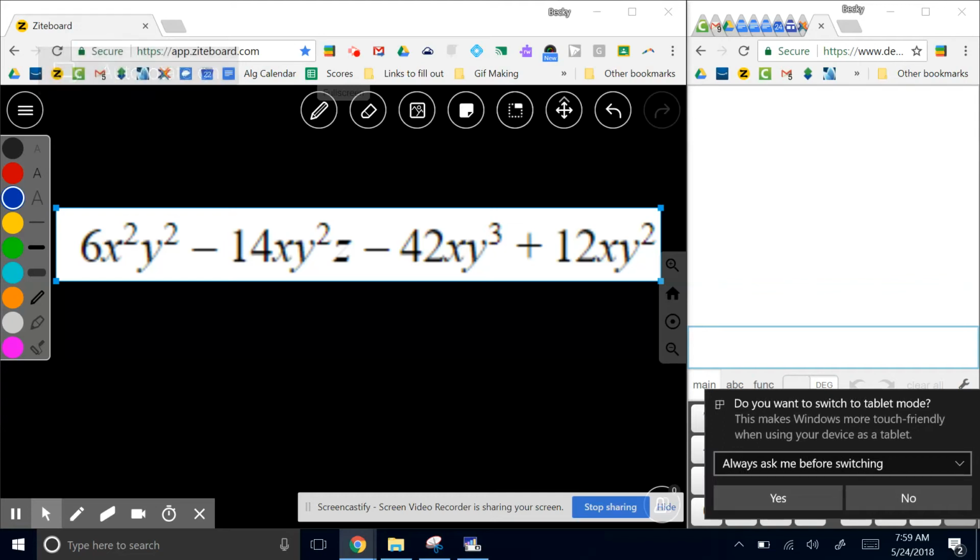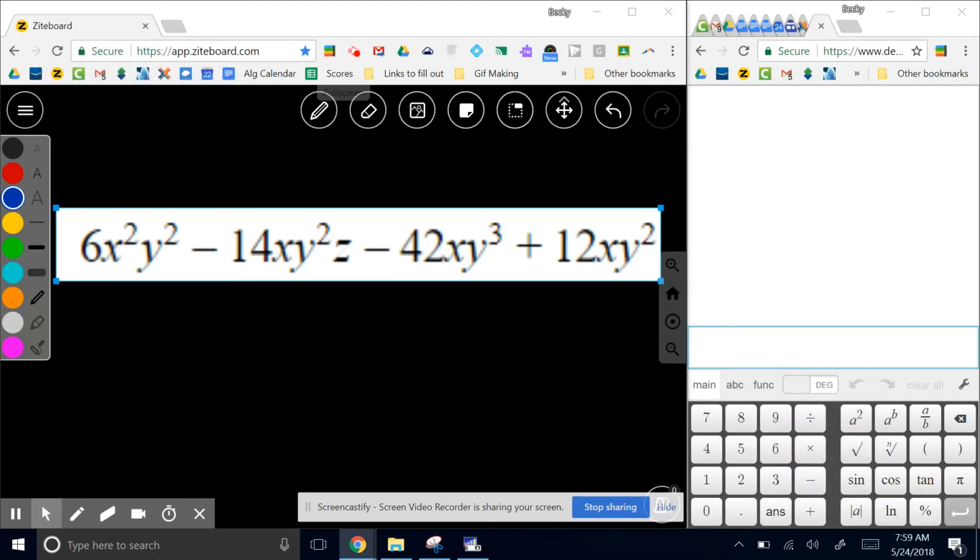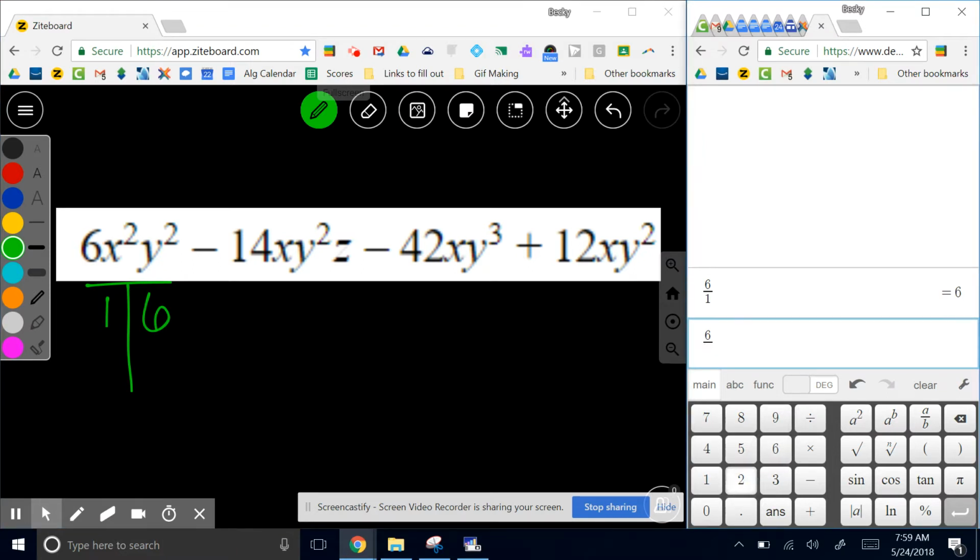So for this problem, we are going to factor 6x squared y squared minus 14xy squared z minus 42xy cubed plus 12xy squared. So the first thing I'm going to do is find the factors of each of these terms. So I do 6 divided by 1 and see what I get. I get 6, so 1 and 6 is one of them, and then I'm going to try 2. Okay, so I get 2 and 3, and there it looped on itself.